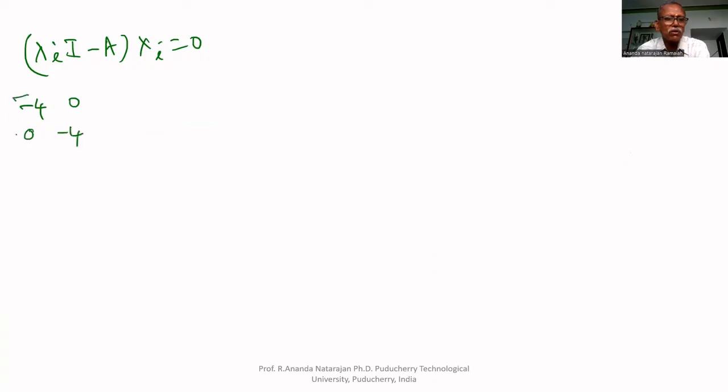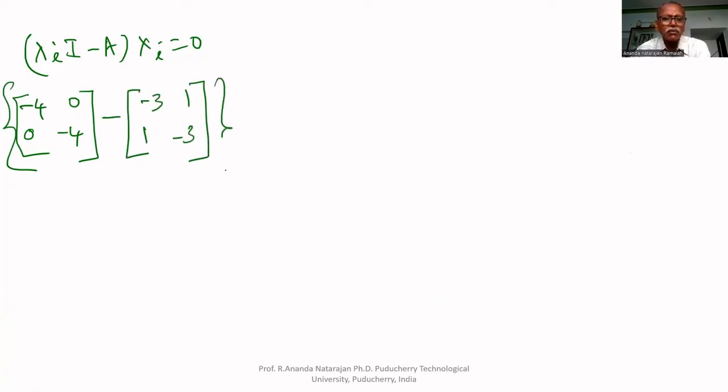Similarly, we have to find another vector, that is, lambda I minus A multiplied by xi equal to 0. Here, lambda I is minus 4. Therefore, minus 4, 0, 0, minus 4, minus A, where A is minus 3, 1, 1, minus 3, times xi, that is x1, x2, equal to 0. Minus 4 plus 3 is minus 1.